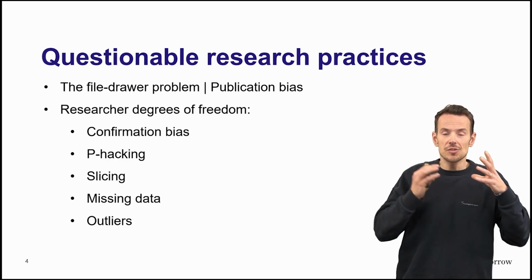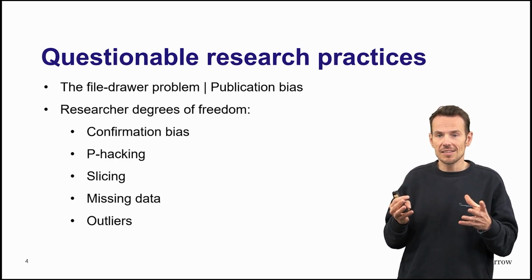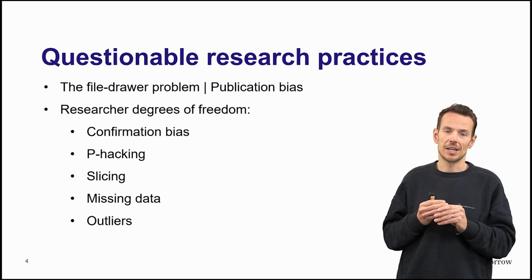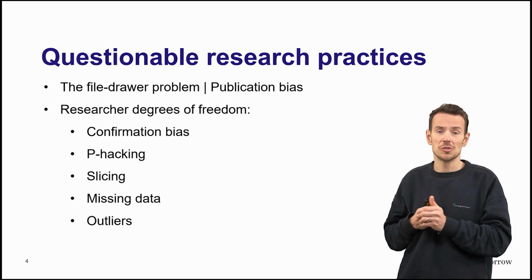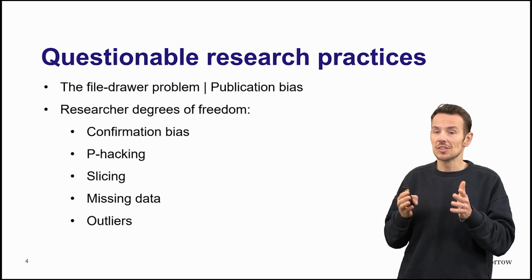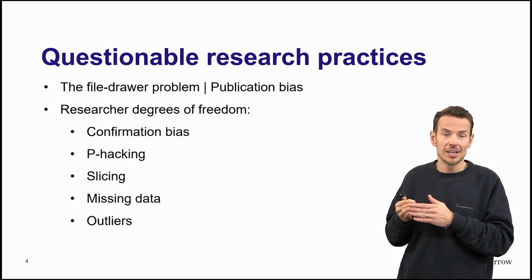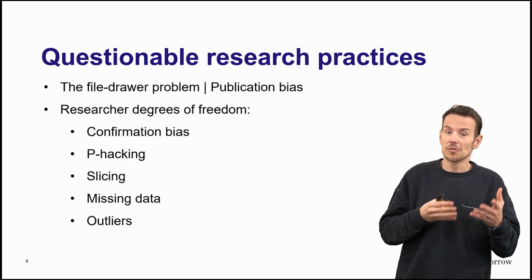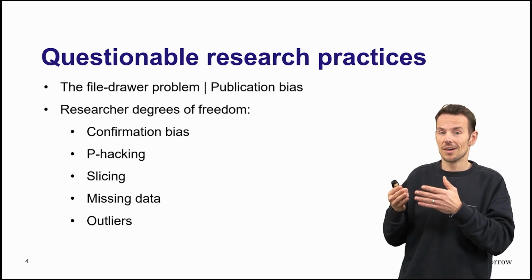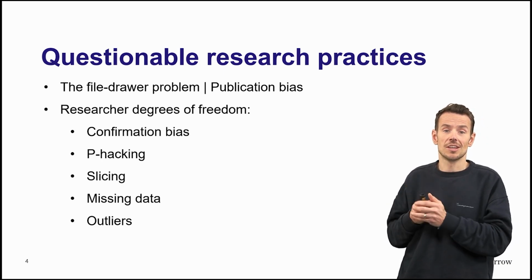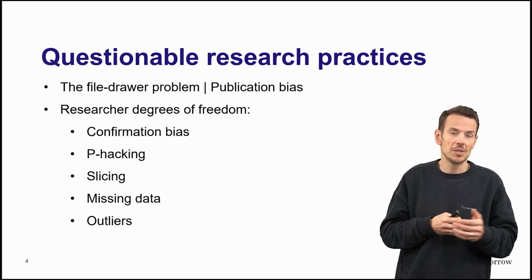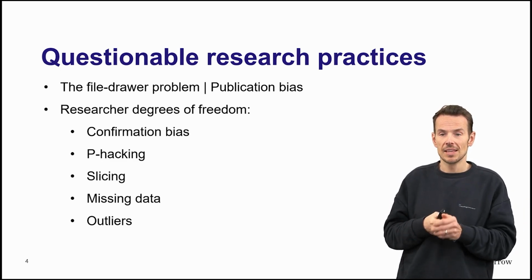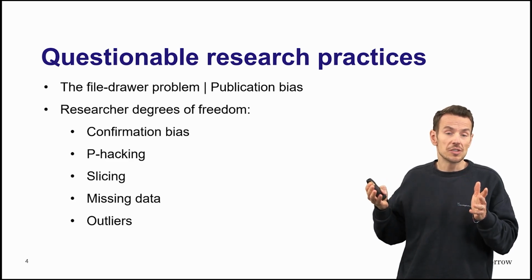So there are extreme cases like faking data, but there are many questionable research practices that also contribute to the reproducibility crisis. One is the file drawer problem, or publication bias. This is a general tendency for researchers not to submit research that doesn't show significant positive findings. It's also a tendency for journals maybe not to accept those as easily. And there are many researcher degrees of freedom.